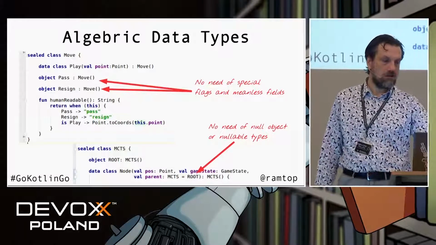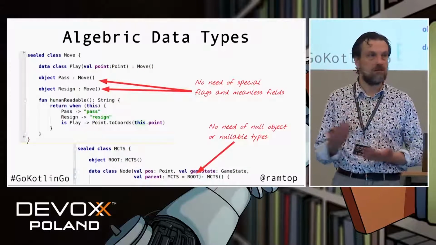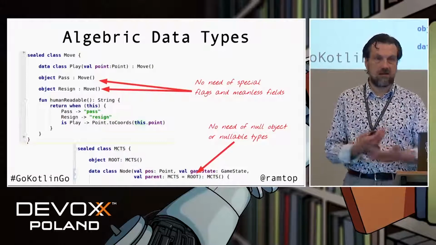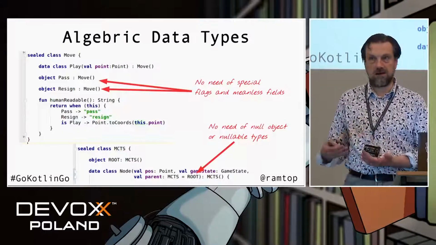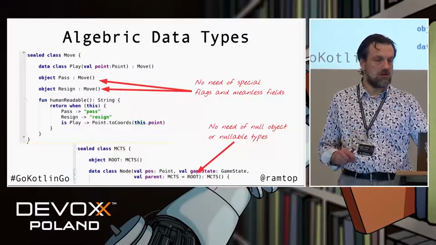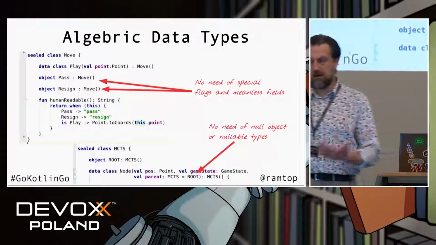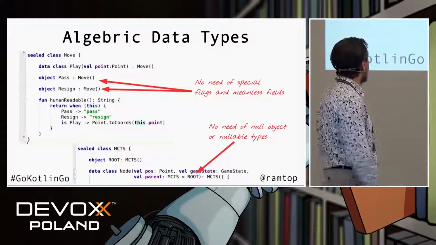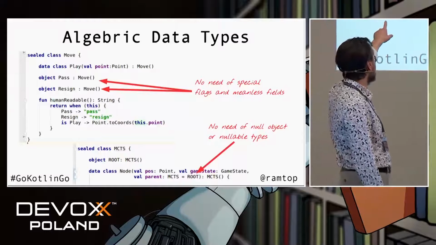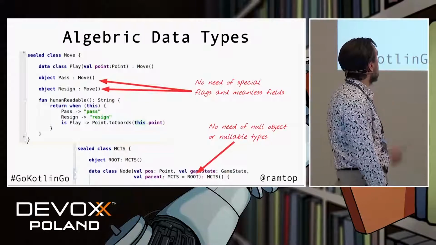Well, 2 singletons, pass and resign, which are just singletons because they don't have any information. I mean, pass is pass. There is no information attached. And instead, play is a data class, which is a construct that basically creates a kind of immutable Java beans, where there is a field called point of type Point. And it derives from Move. So basically, the class Move has only 3 subtypes. Well, 2 are singletons, because they are written with object, and 1 is the data class.